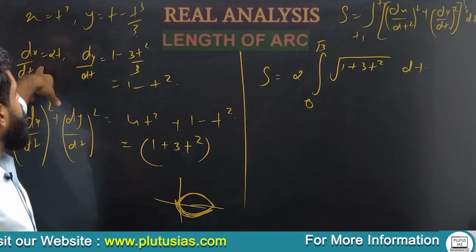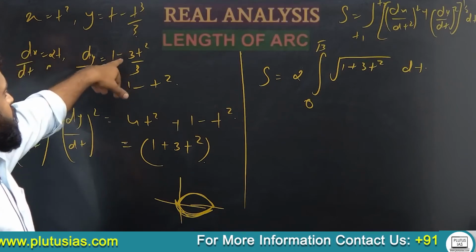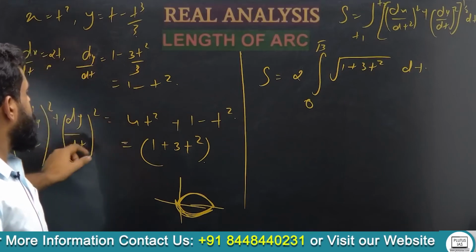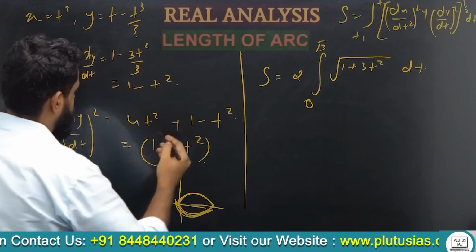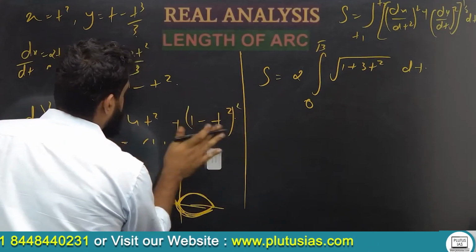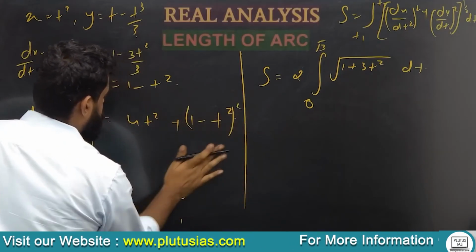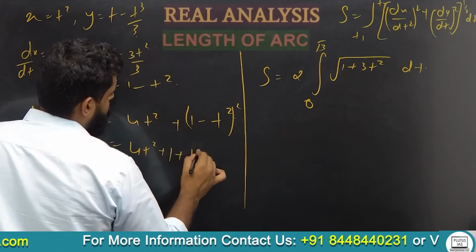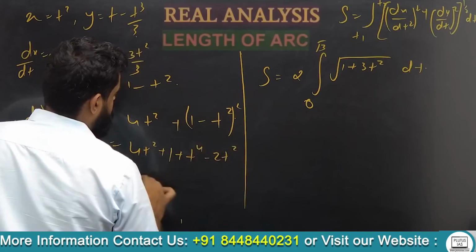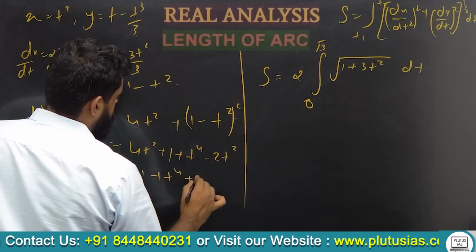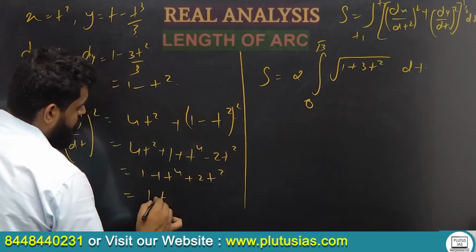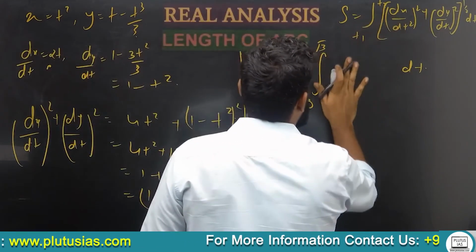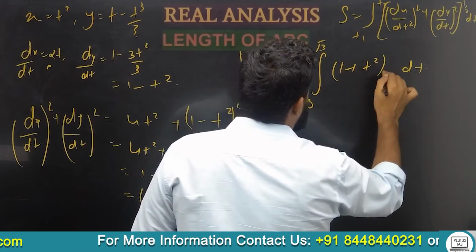So dx by dt is equal to 2t, and we get dy by dt as 1 minus 3t square upon 3, that would be 1 minus t square. Sorry, we haven't squared it here, calculation mistake. So this would be 4t square plus 1 plus t to the power 4 minus 2t square. This would be 1 plus t square whole square. Taking under root, we will get 1 plus t square dt.